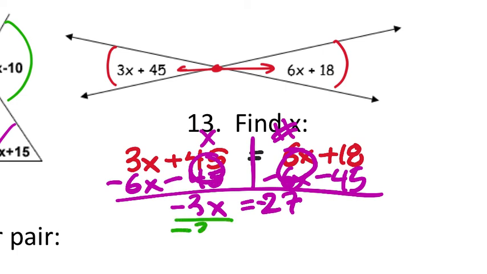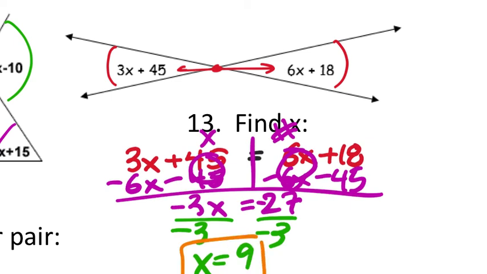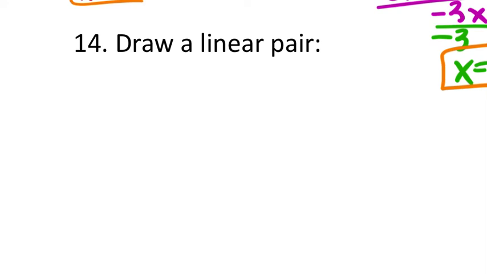Then divide both sides by the coefficient, negative 3. And we get x equals 9. That's positive 9, by the way, and we can check again. 3 times 9 is 27. Plus 45, 27, 45, 50, 60, 72, looks like. And then 6 times 9 is a 54 plus 18, yeah, 72. So that works. Then number 14, draw a linear pair.